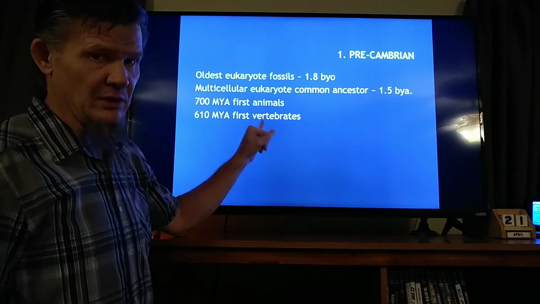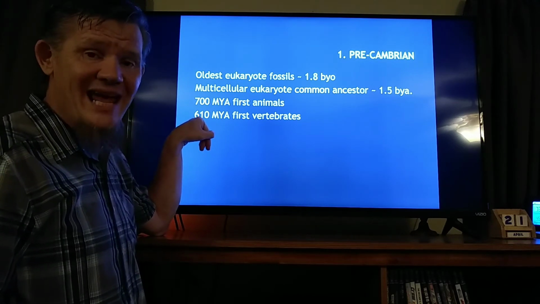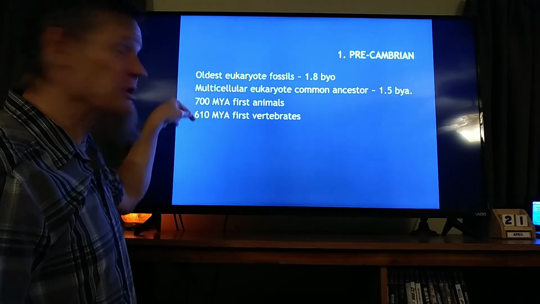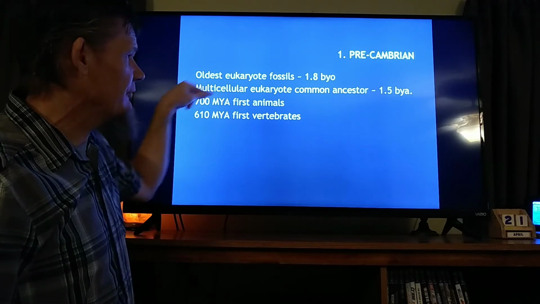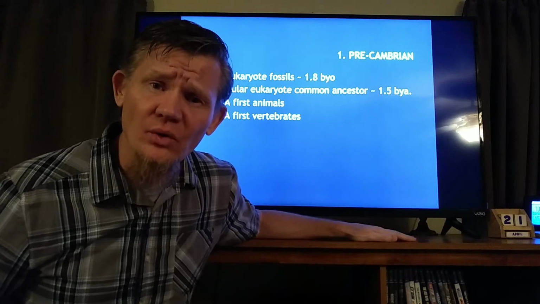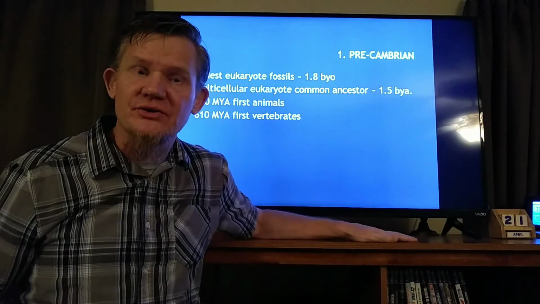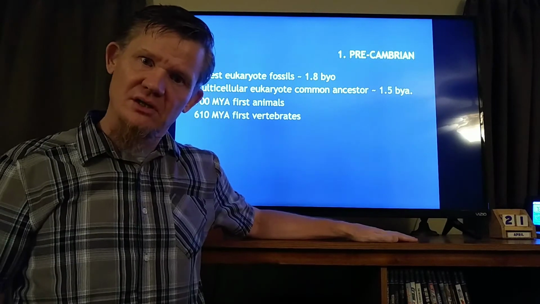It has backbone, it has bones. Our first vertebrates didn't show up until 610 million years ago. 90 million years after our first animals. You know what was happening 90 million years ago? There were actually dinosaurs on the planet 90 million years ago. The dinosaurs had about another 30 million years until they all died.